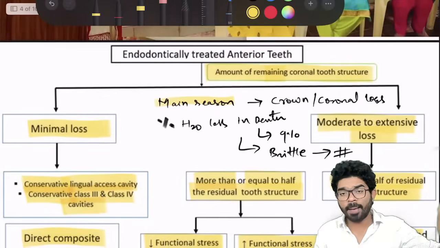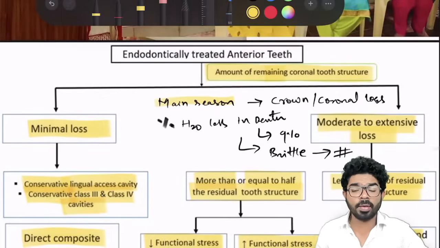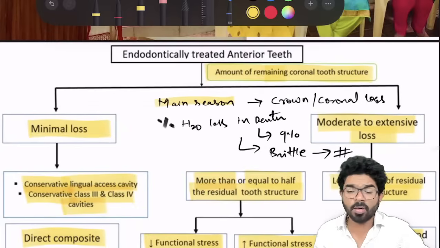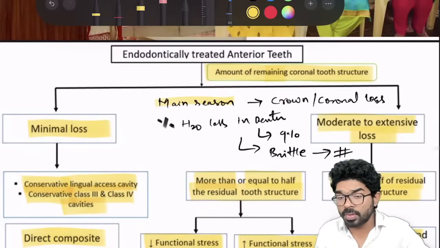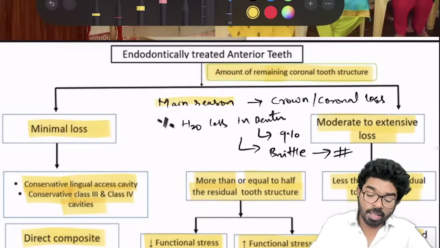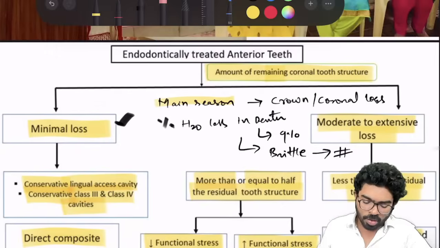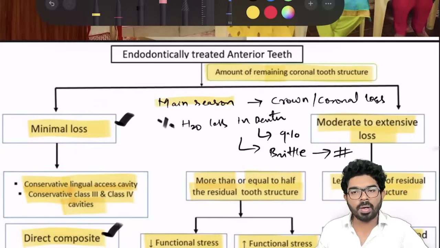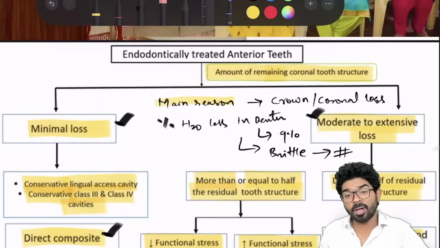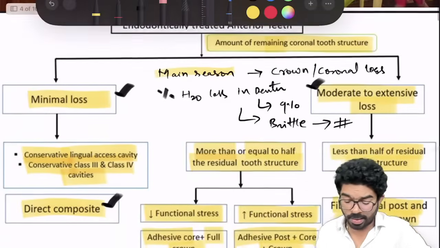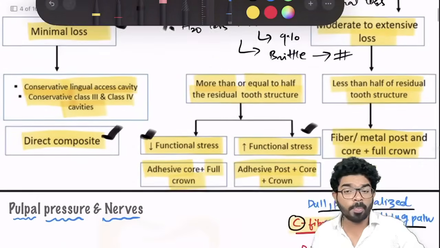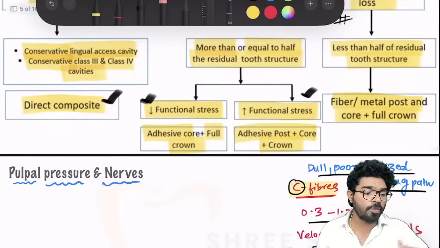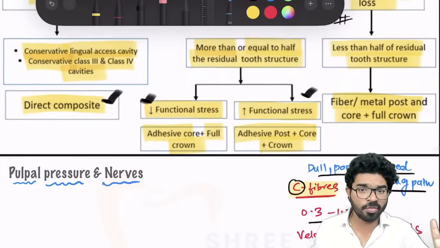So what is the criteria based upon which I am going to decide whether to go for a composite restoration, or a regular core, or a post-and-core followed by a crown in anterior teeth? It is based upon the amount of tooth structure that is left over. Whenever the loss is very, very minimal, I'm going to go for composite. Whenever the loss is moderate to excessive, based upon the amount of tooth structure lost and the functional stresses, I'm going to decide what post-endo I'm going to give. So this is the first and foremost important concept. I want every one of you to make a note.